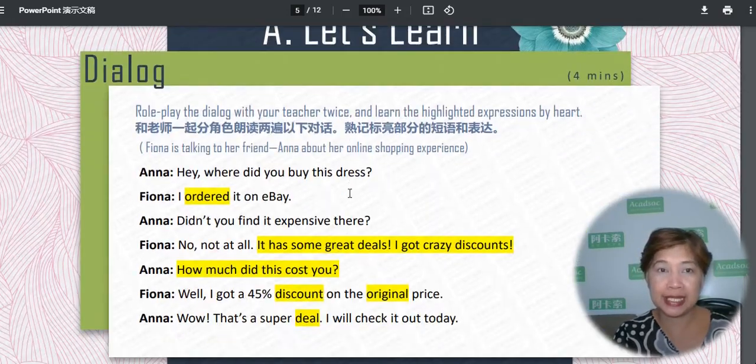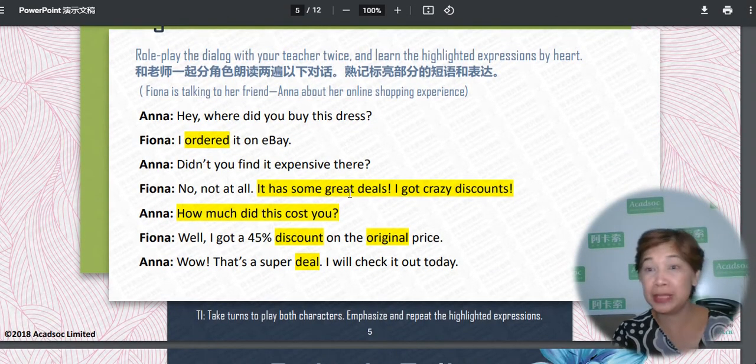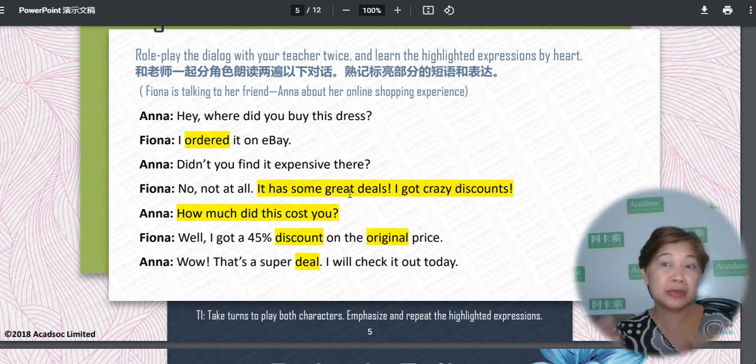The next part here is the dialogue. What I am doing here is that first, we're going to be having a dialogue. First, I'll be Anna, then she'll be Fiona. And once we are done reading this, we're going to be shifting. This time, she'll be Anna and I'm Fiona.